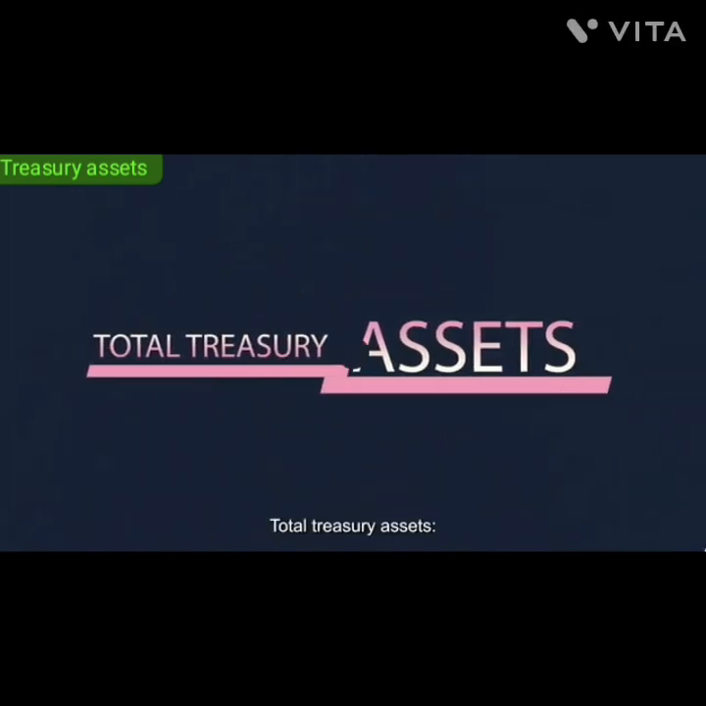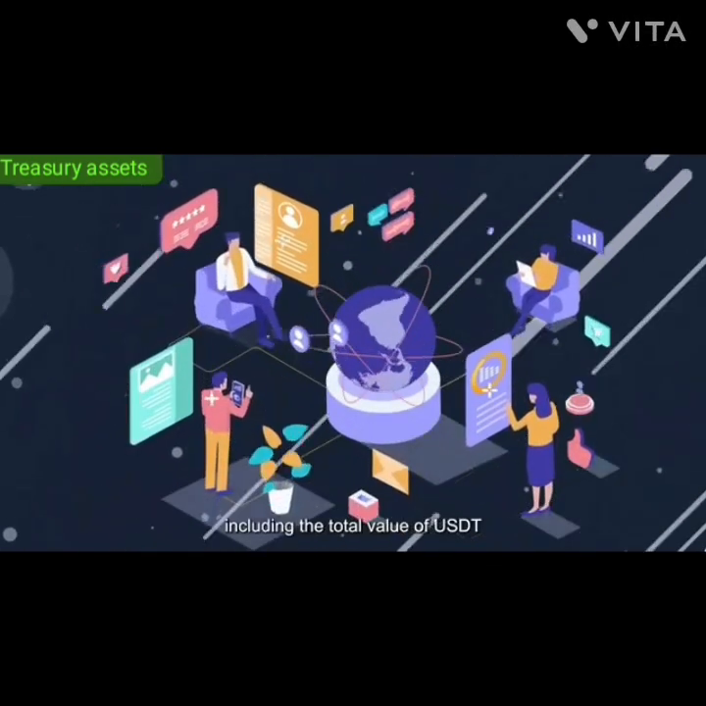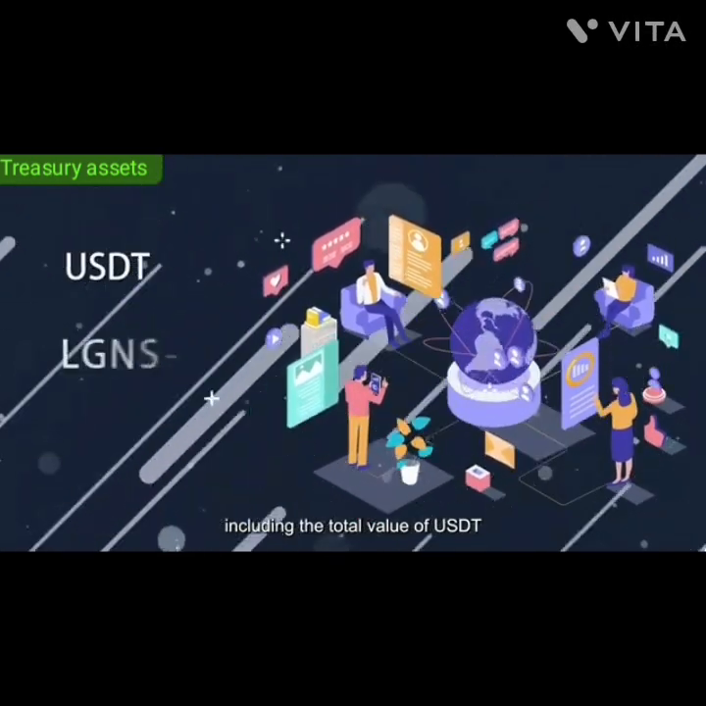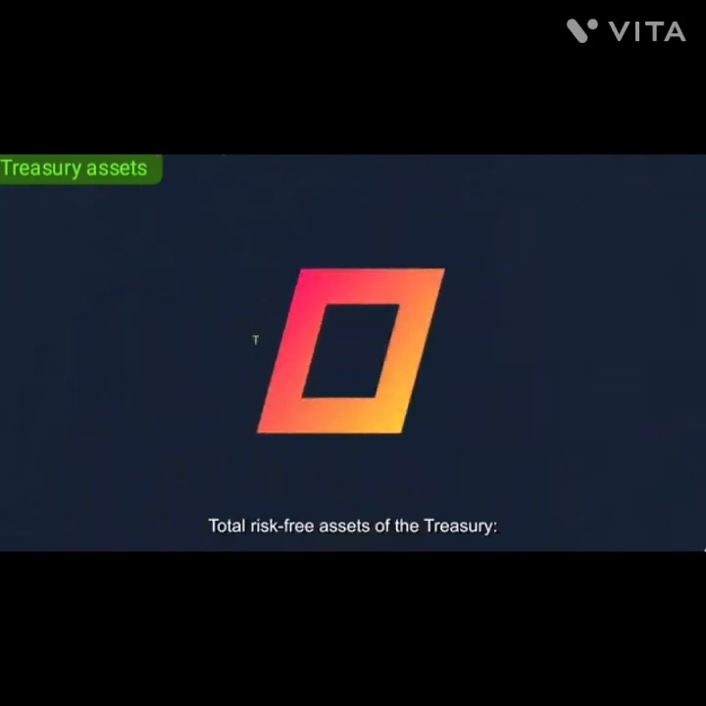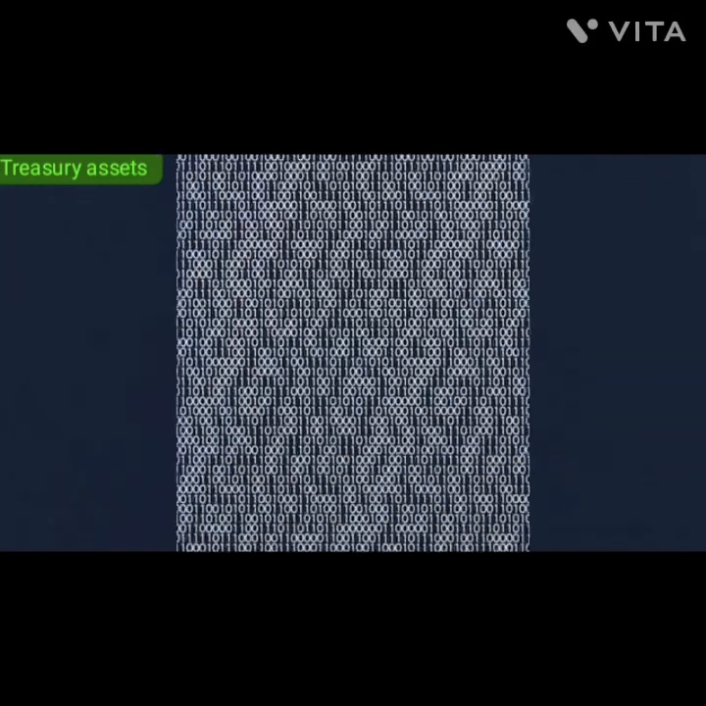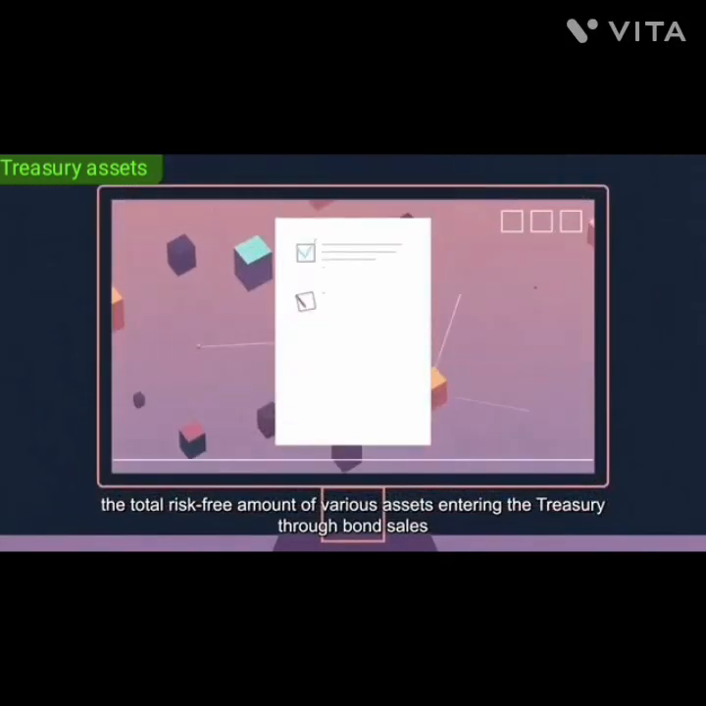Total Treasury Assets. The total amount of various assets entering the Treasury through bond sales, including the total value of USDT, Lgns USDT LP, etc. Total risk-free assets of the Treasury. The total risk-free amount of various assets entering the Treasury through bond sales.